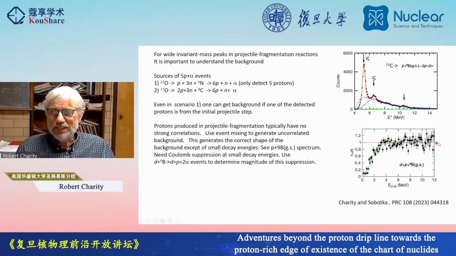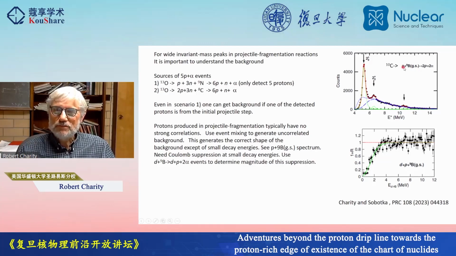At large relative energies, the correlation is 1, which means there's no correlation, but at small relative energies, the correlation becomes small, and this is just a suppression due to the Coulomb correlation. And if you use the triton instead of the deuteron, you would get essentially the same distribution. So the idea is that all the promptly emitted hydrogen isotopes will have the same correlation function.